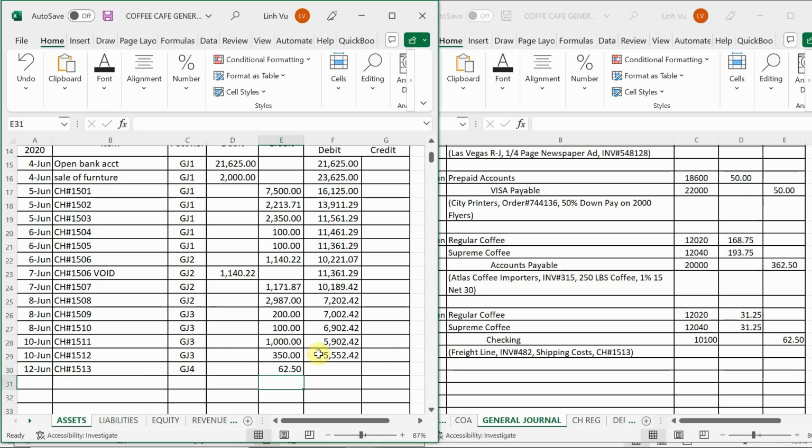So that should decrease your account by $62.50 to $5,489.92. So again, we're dropping our account from $5,552 to $5,489. Okay.